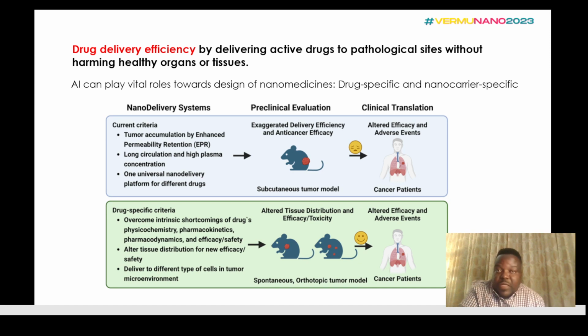So in different types of cells, different types of cancer, the particles will behave differently. The drug will also behave differently. So the study shows how, using artificial intelligence, you're able to predict the behavior of these things. You can predict the physicochemical properties, pharmacokinetics, pharmacodynamics, efficacy, and safety of the drugs before you even embark on preclinical or clinical studies.